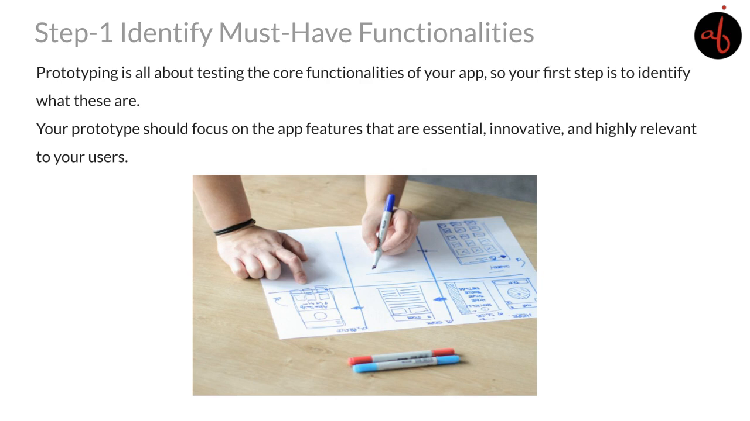Step 1. Identify must-have functionalities. Prototyping is all about testing the core functionalities of your app, so your first step is to identify what these are. Your prototype should focus on the app features that are essential, innovative, and highly relevant to your users. These are the things that you'll spend the most time simulating or fleshing out in the prototype.